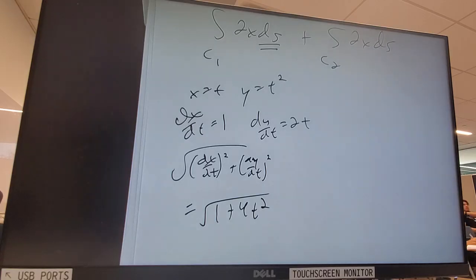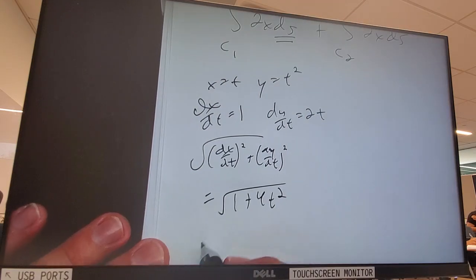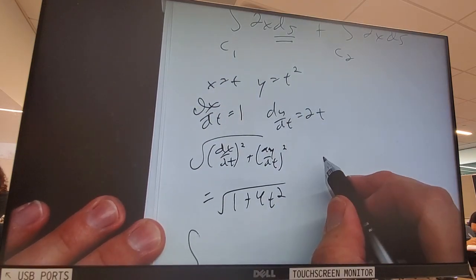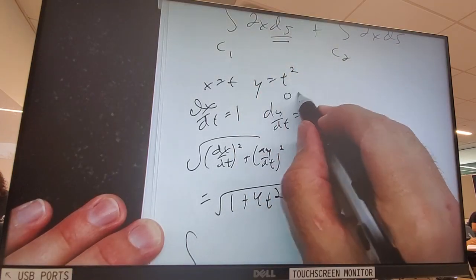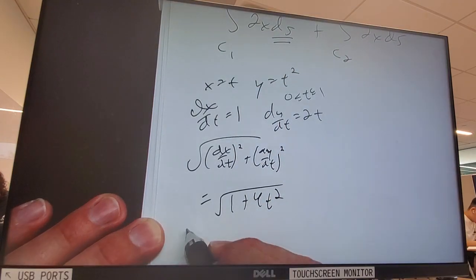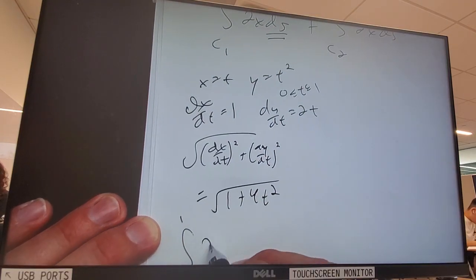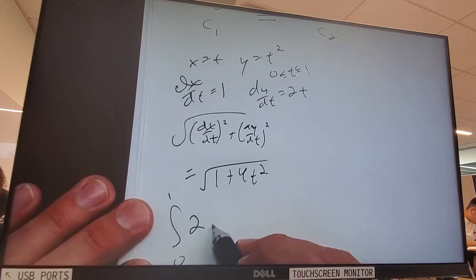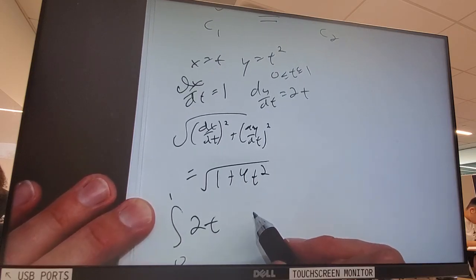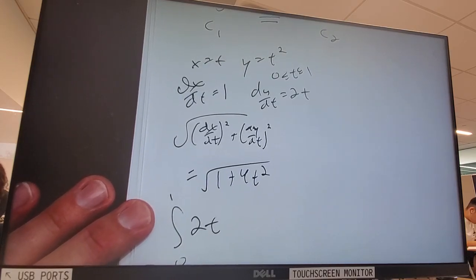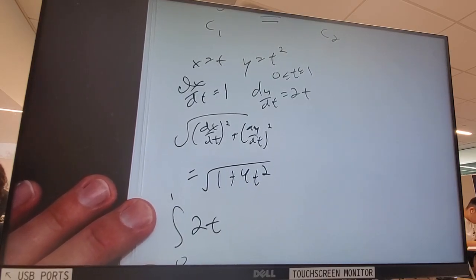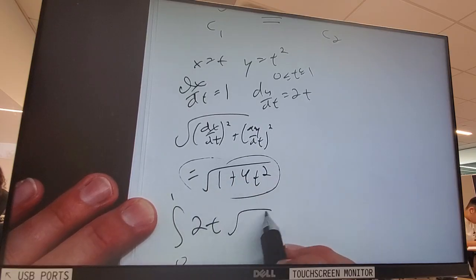So what's my integral going to look like for C1 now? T was going from 0 to 1. So 0 to 1. 2x, but what was x? T. Times ds, which is the square root of blah, blah, blah, dt, yes? So that would be all this business here.